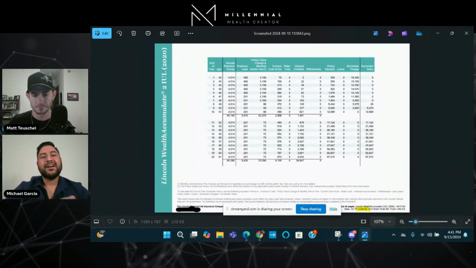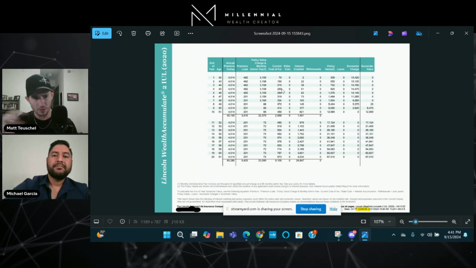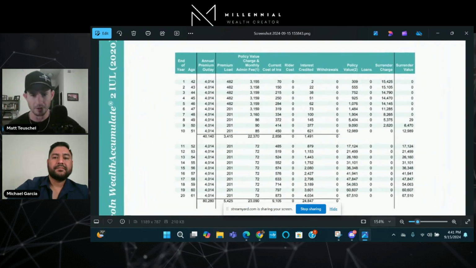So this is the cost of the policy, right? This is typically further down. Some illustrations don't even show you this. As an agent, in a lot of cases, you have to add it to the illustration, this report. Michael, are you able to zoom in on it just a little bit? Can you blow it up a little bit? Yeah, there we go.